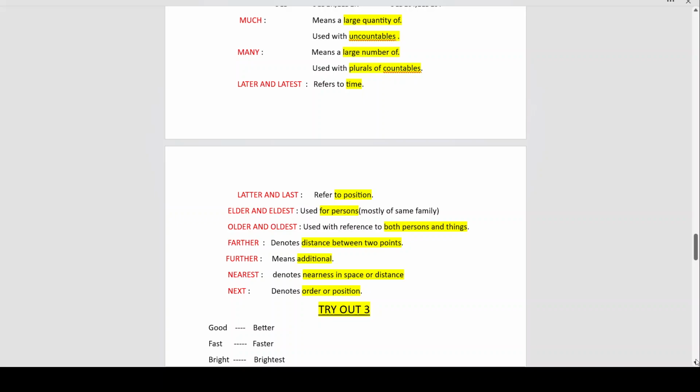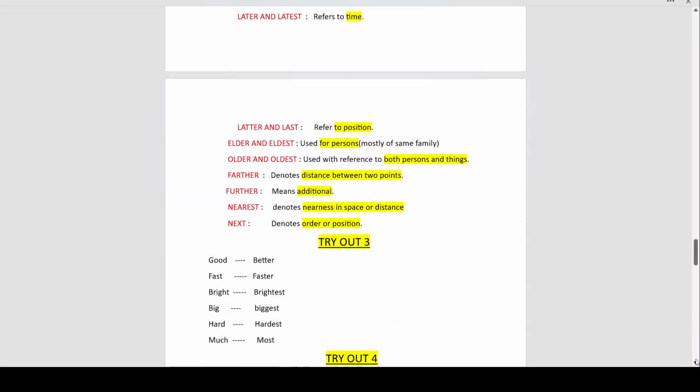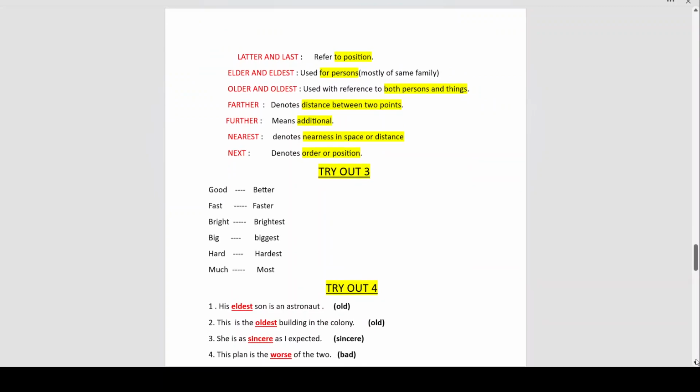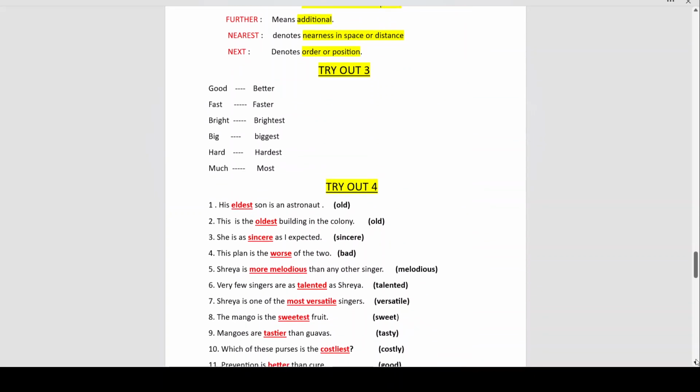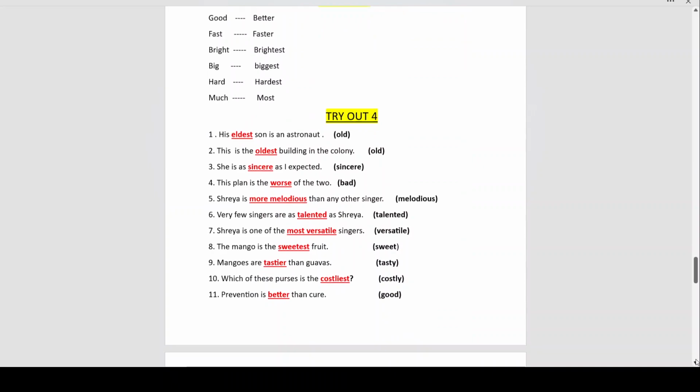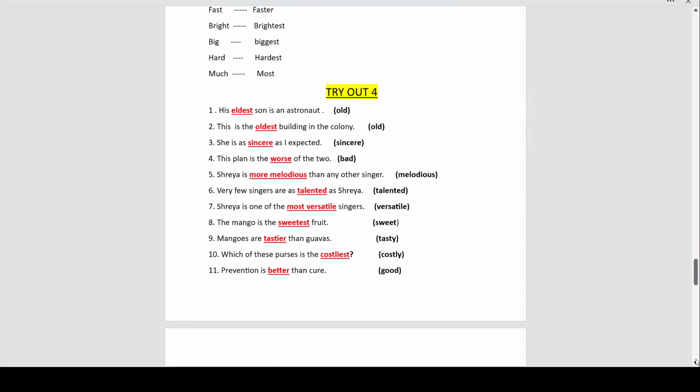Now let us do tryout 3. Now in tryout 3, good becomes better, fast, faster, bright, brightest, big, biggest, hard, hardest, much, most. Now try out 4. His dash son is an astronaut. Old. Now his eldest son is an astronaut.